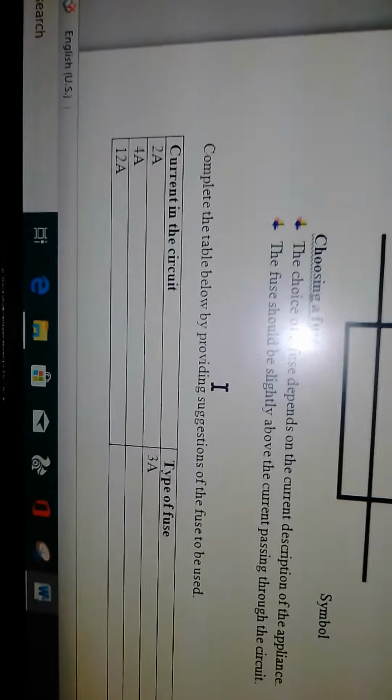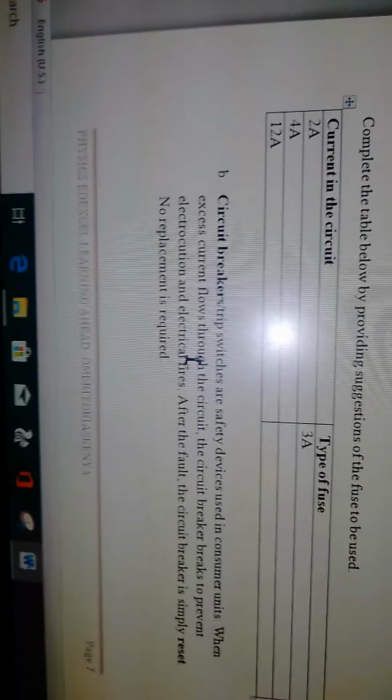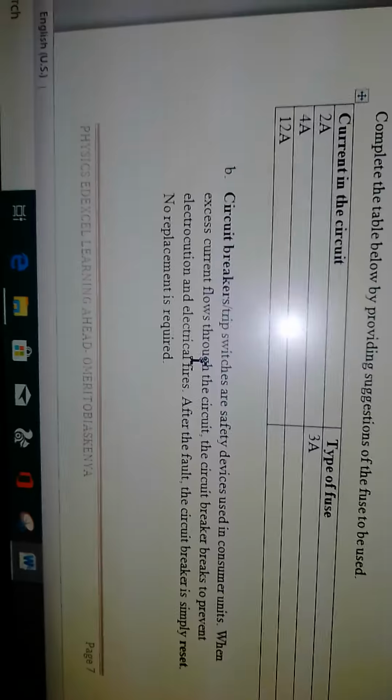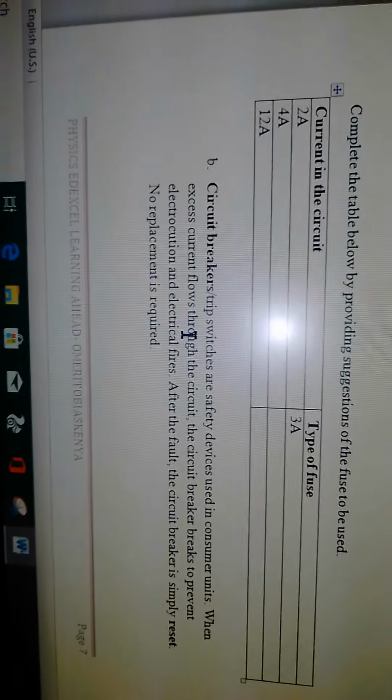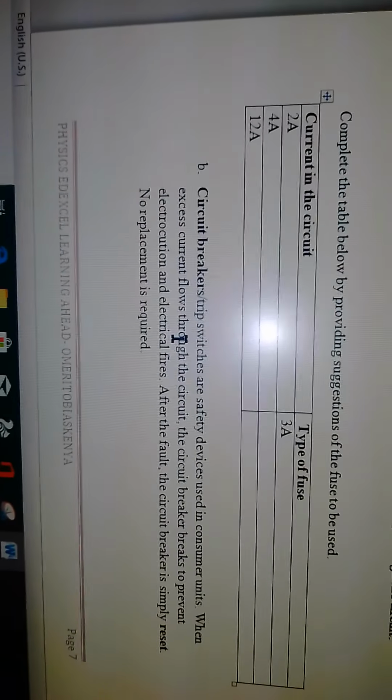Now, will you please tell me through the stream, just text, just go to the stream, then answer, add a comment there. If it is 12A, what will be the type of the fuse?